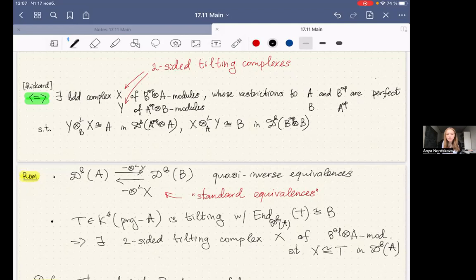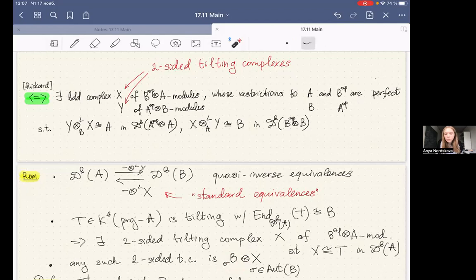So any such two-sided tilting complex is of the form: I have this X and I multiply by this bimodule, where sigma is an automorphism of B. And by this, I mean a bimodule which is regular on one side, and on the other side, the action is twisted by an automorphism of B.